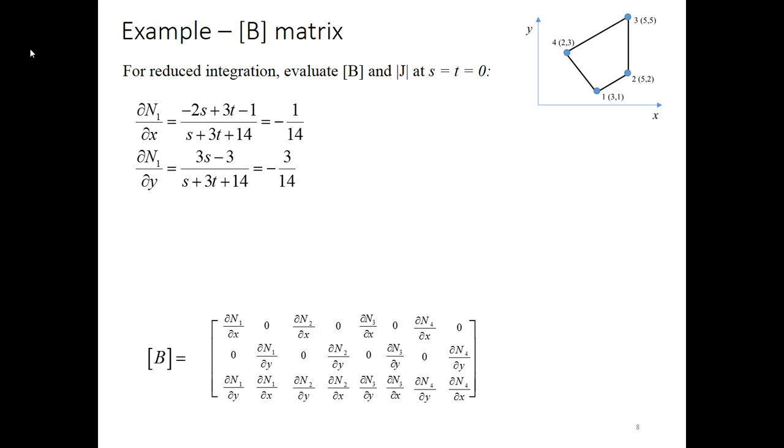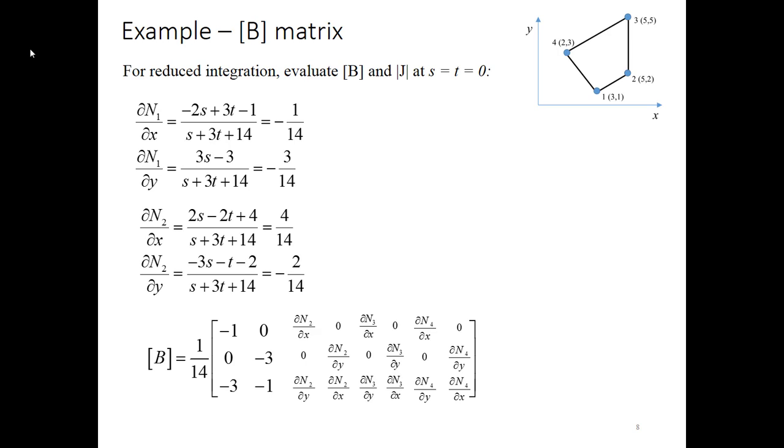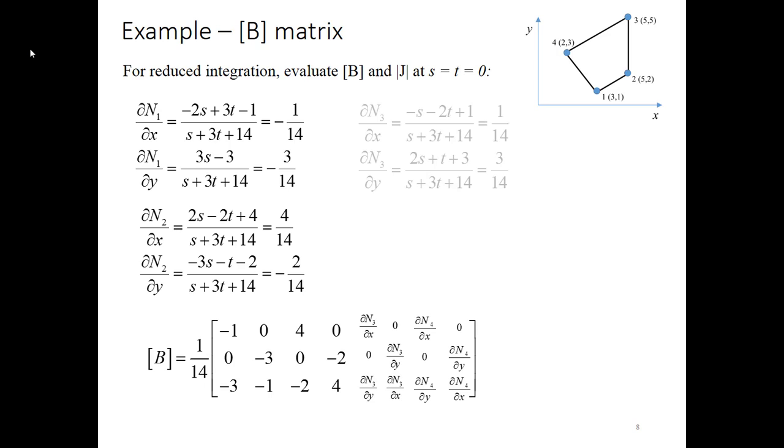So in this case, we get that the partial derivative for shape function 1 with respect to x and y are respectively -1/14 and -3/14. So I can now plug those right into my B matrix as shown. And we're going to find that there's a 14 in the bottom of everything, so I'm sticking it out front. For shape function 2, we find the partial derivative with respect to x is 4/14, and with respect to y is -2/14. Again, I can plug that right into my B matrix, evaluating it at s and t equal to 0.